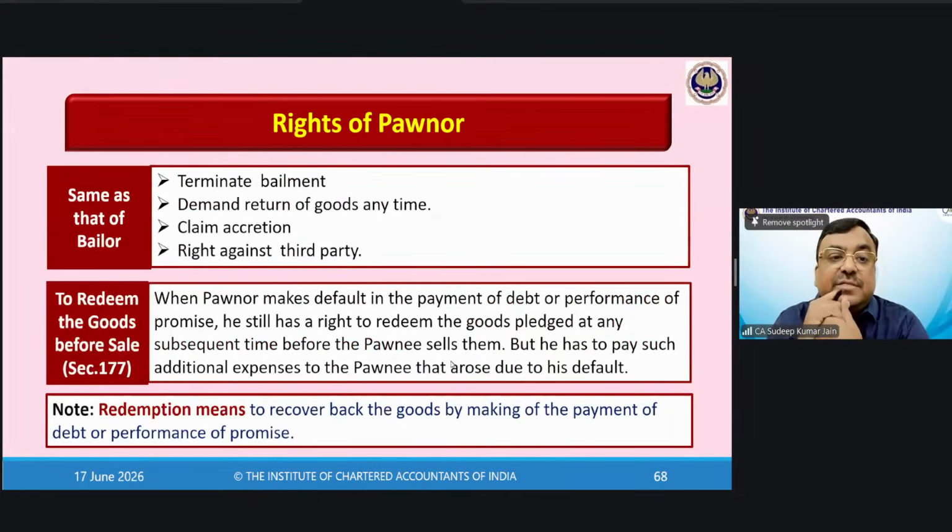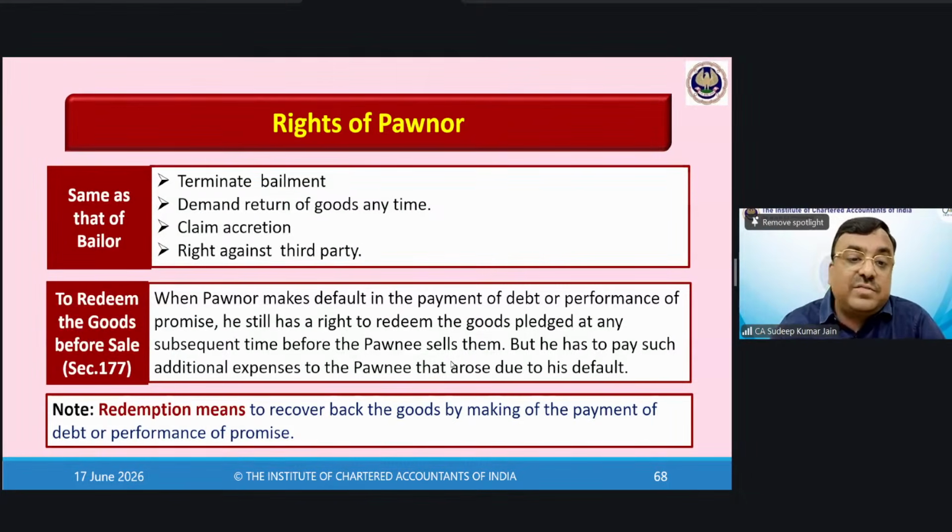Rights of owner same as that of bailor. Terminate the bailment if pawnee does anything against the contract. Demand return of the goods anytime. Claim accretion right against third party. If third party does something wrong with the goods, he can file the suit against third party.